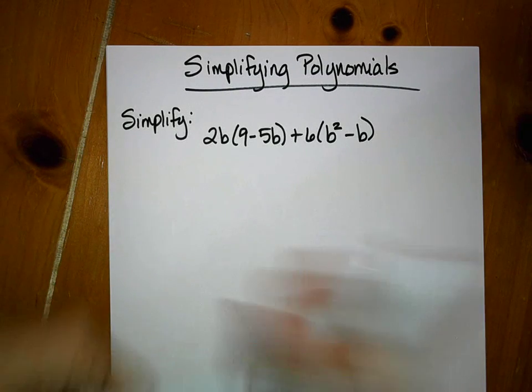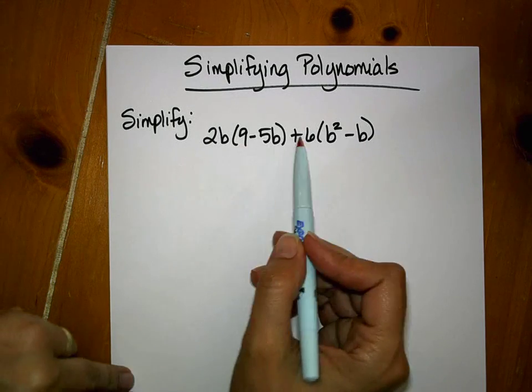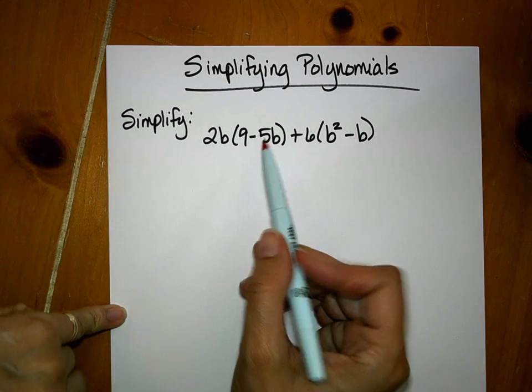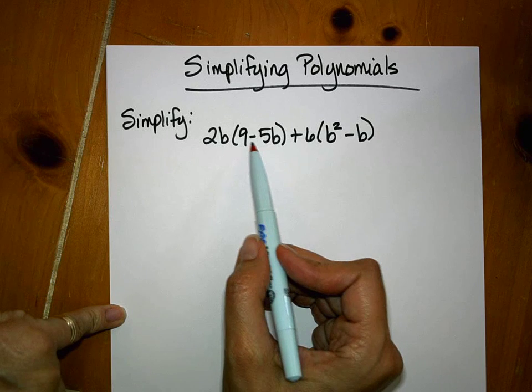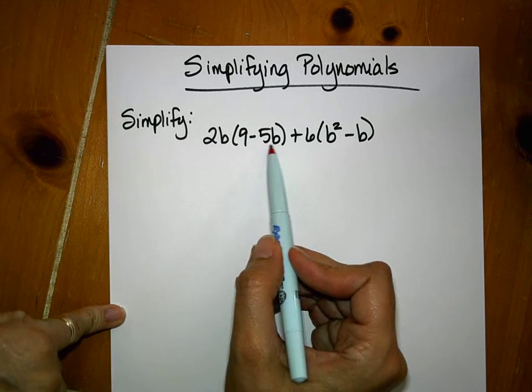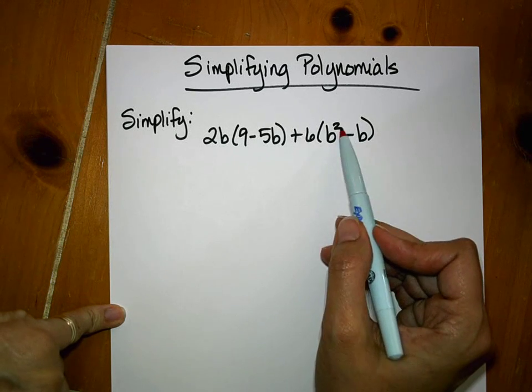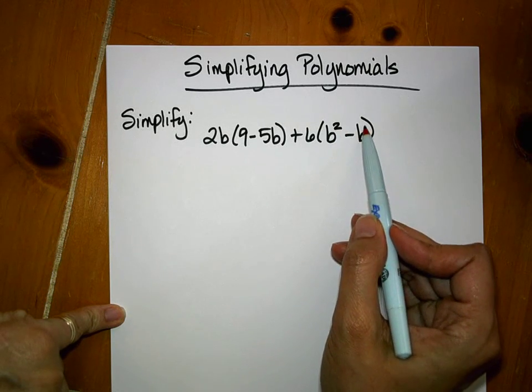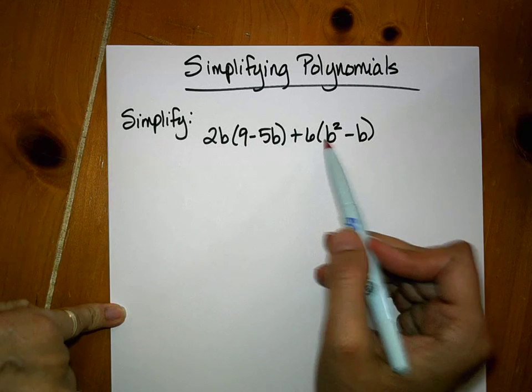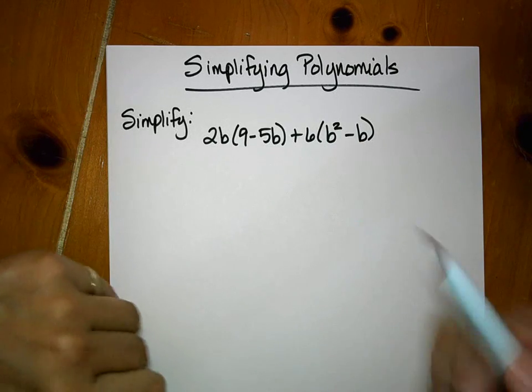First of all, we're going to look in the parentheses and see if there's anything we can do to combine terms. Remember, like terms have the same variable with the same exponent. 9 does not have a variable, and 5b does. They cannot be combined. b squared has an exponent of 2, and then b has an exponent of 1. They are not the same. They cannot be combined.